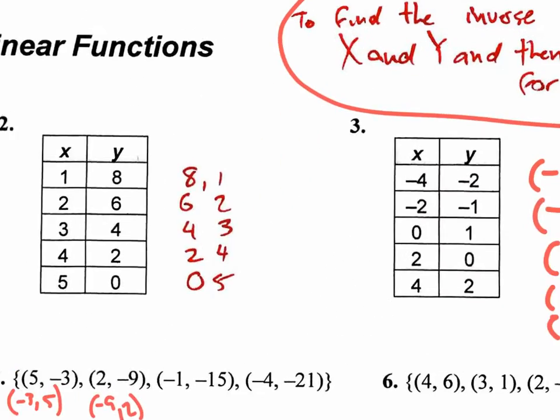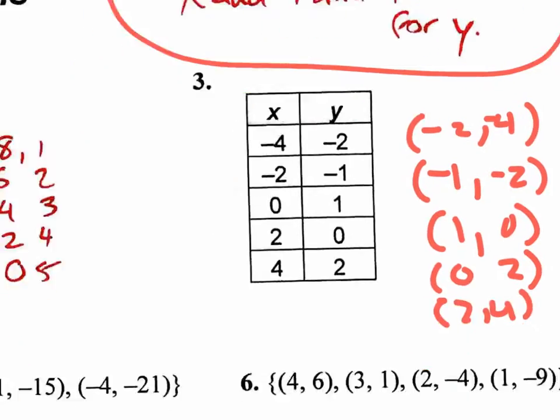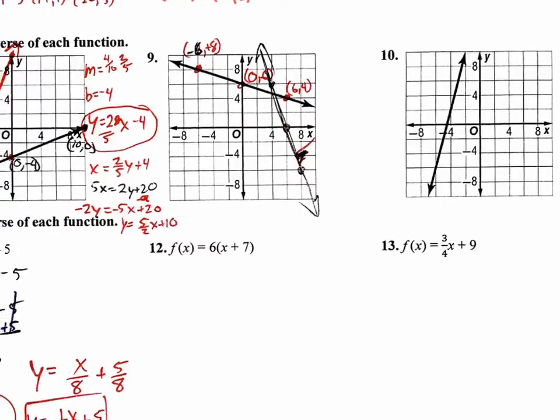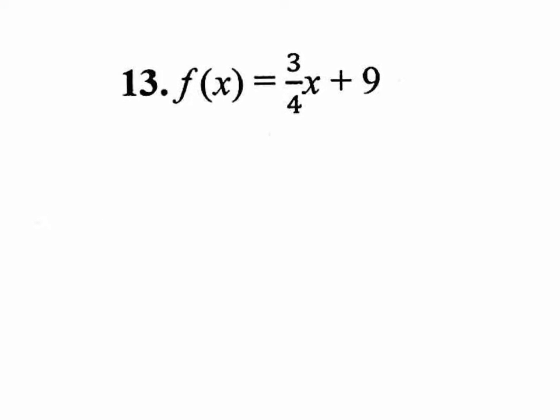But check this out. Up here it says to find the inverse, switch X and Y, then solve for Y. So what if you did have an equation like down here, number 13? You have Y equals 3/4 X plus 9. F of X is really the same thing as Y, by the way. How do you find the inverse? You switch X and Y, and then you solve for Y.